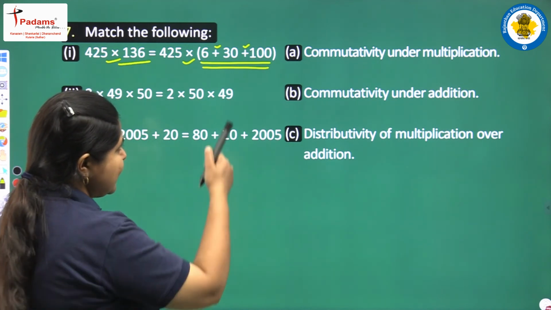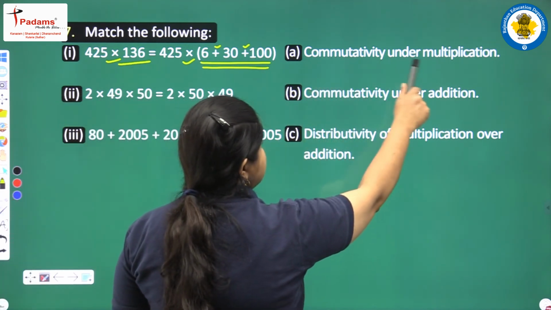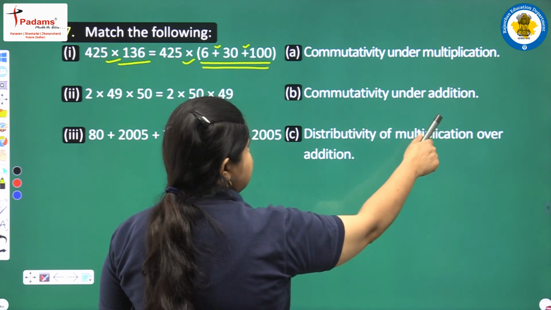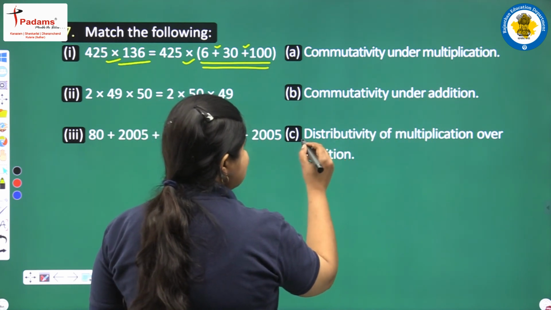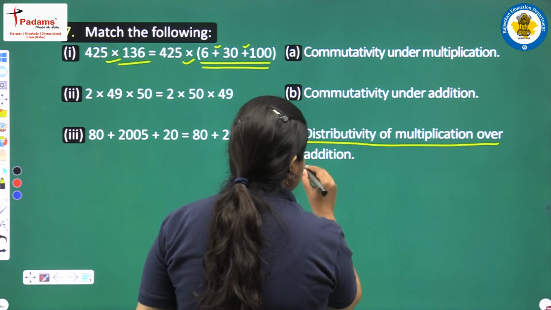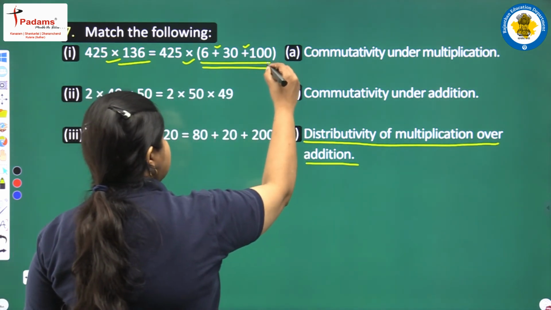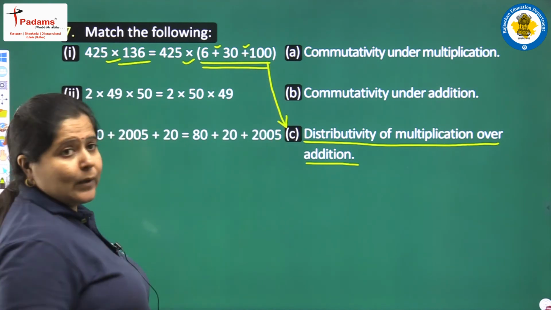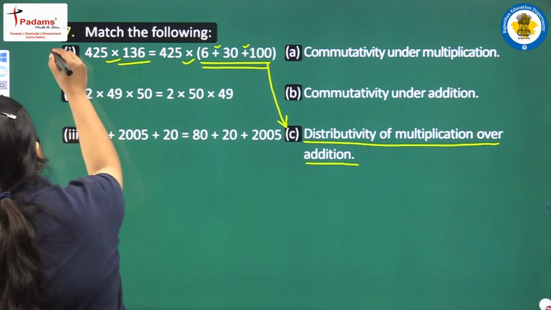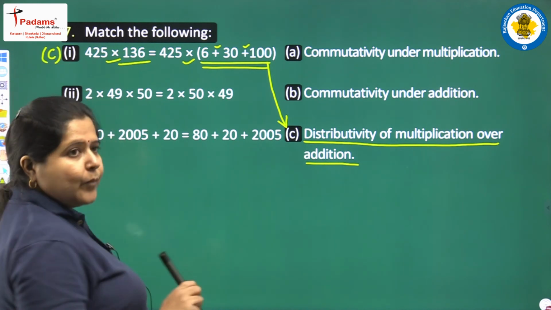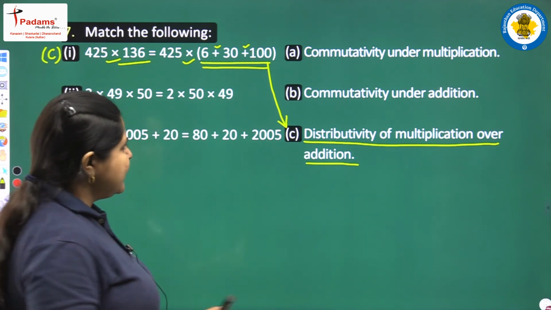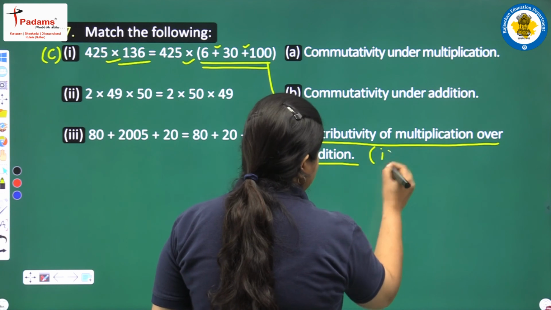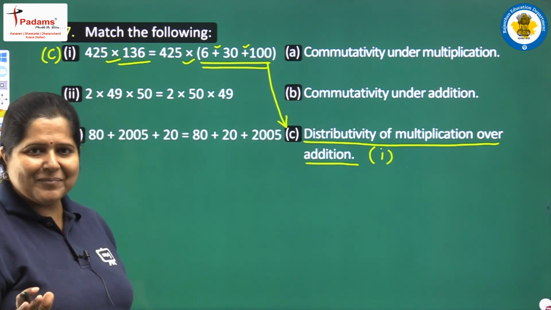Is it written here somewhere? It is commutativity under multiplication, commutativity under addition, and this is distributivity of multiplication over addition. So we can match this equation with this one, or we can write simply C here. Both the methods are correct, or we can write here 1. Any method you can take up.